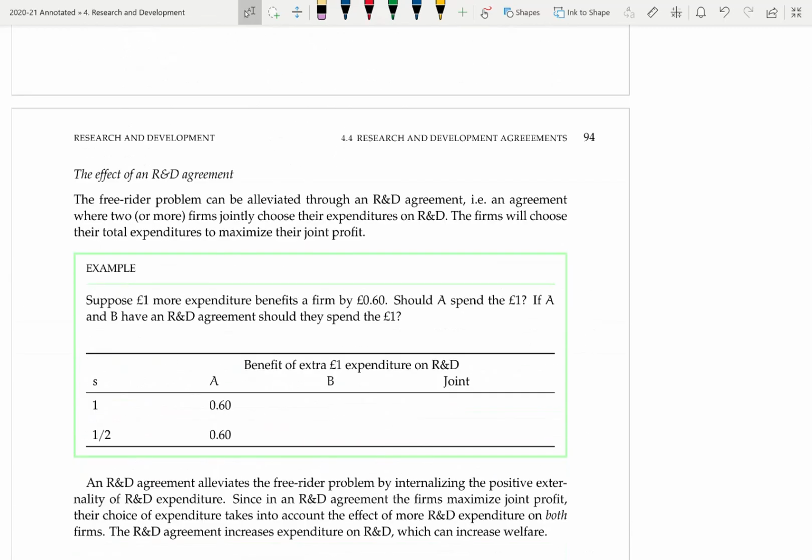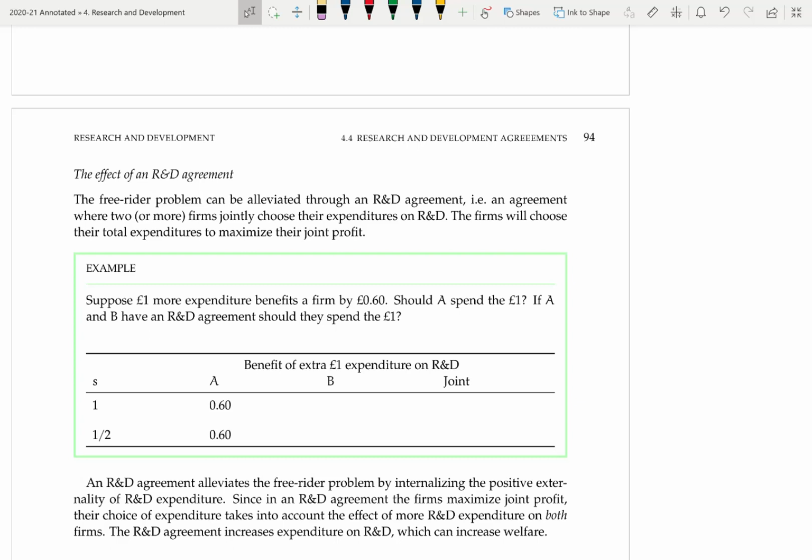So what might be the effect of an R&D agreement? Well, in the presence of spillovers, it will alleviate the free rider problem. So an R&D agreement is just an agreement where two or more firms jointly choose their expenditures on R&D. They might also collaborate more directly, but let's just think of it as now they choose to maximize their joint profit rather than their individual profits.